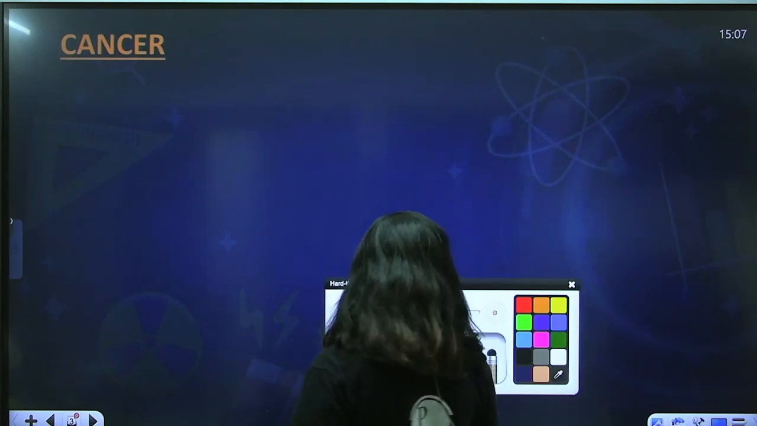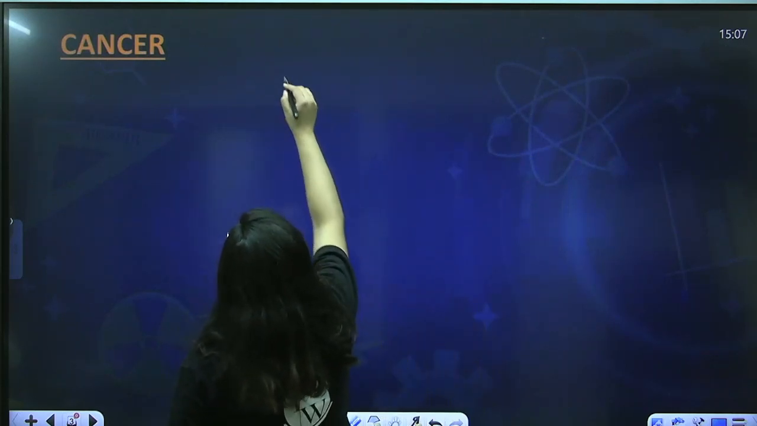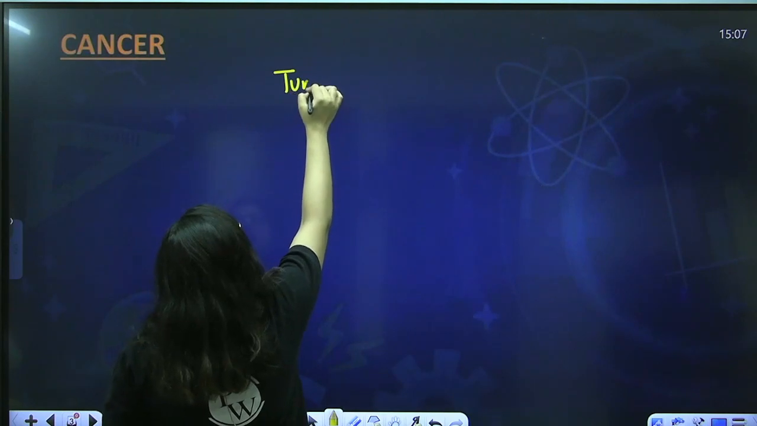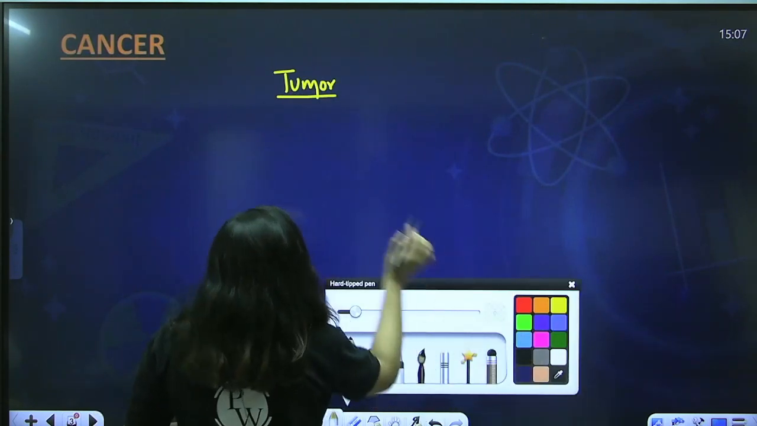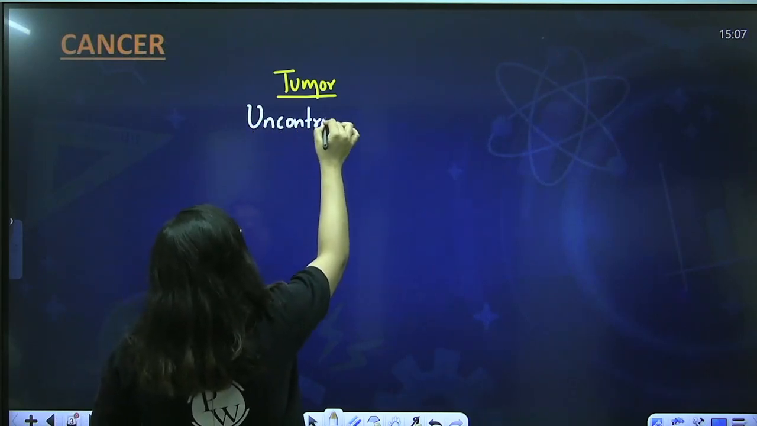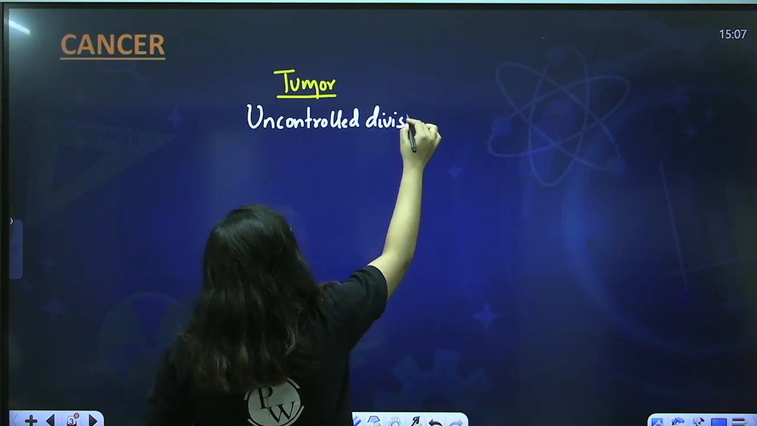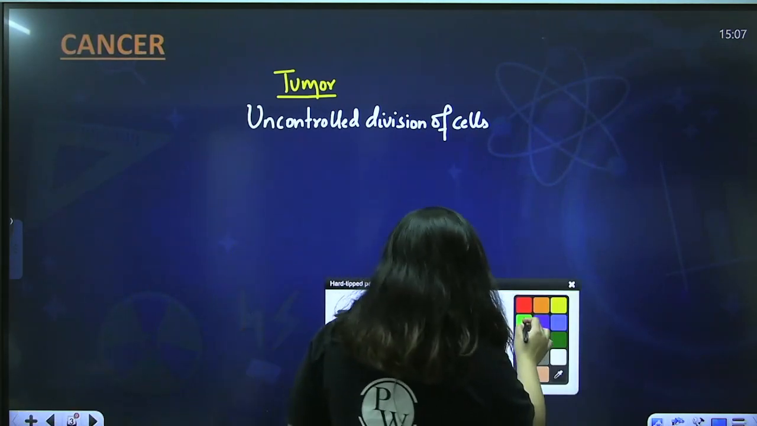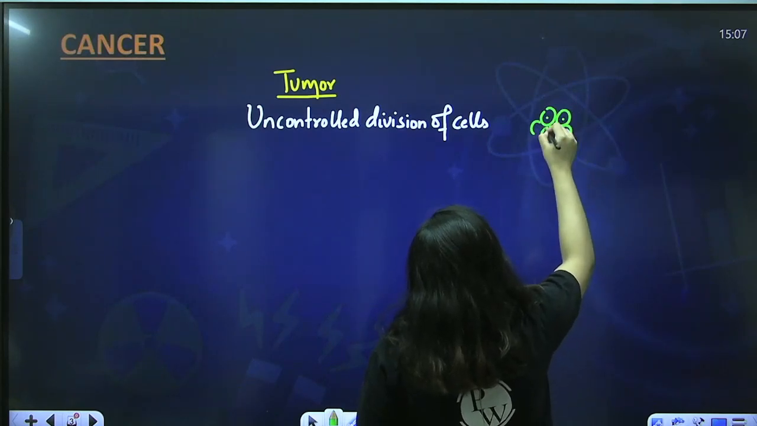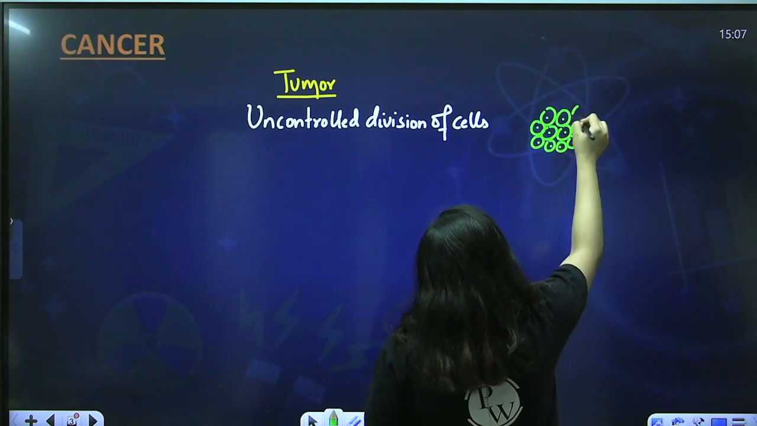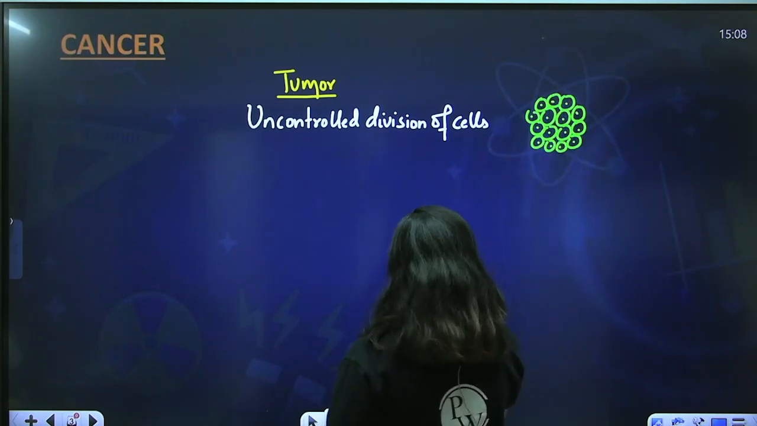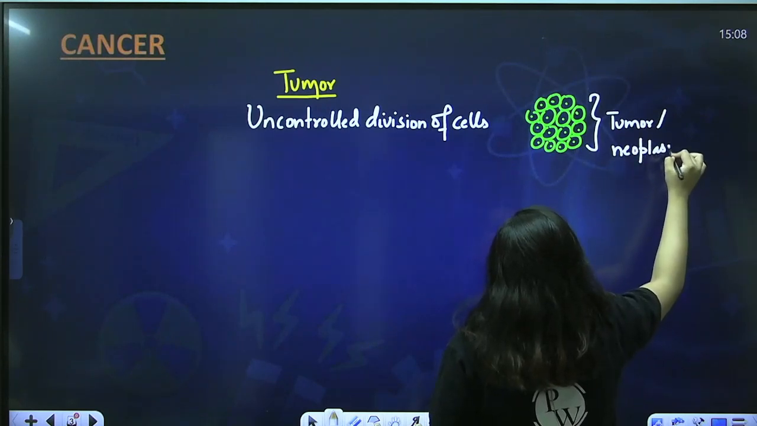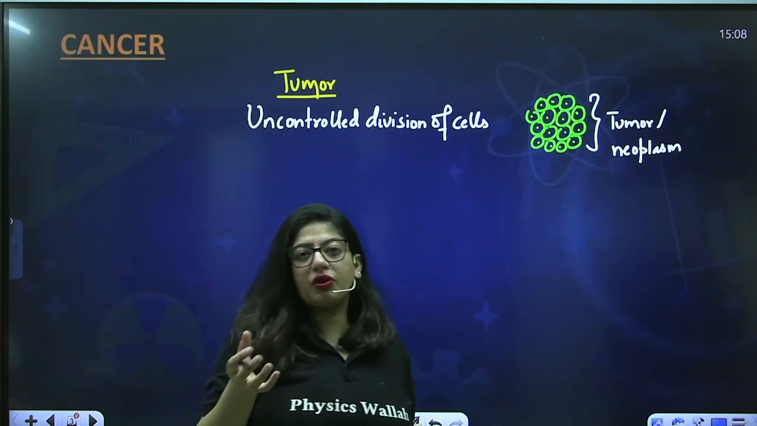So what is cancer? To understand cancer deeply, first let's talk about something known as tumor. What's a tumor? Tumor is uncontrolled division of cells. That means your own body cells have gone mad and started multiplying like anything, right? Like this. It's one cell of your body, and it is now multiplying very fast. It was not supposed to multiply, but now it is multiplying fast. You call it a tumor. We also have another name for it, that is neoplasm. So this collection of cells in your body is known as a tumor or neoplasm.